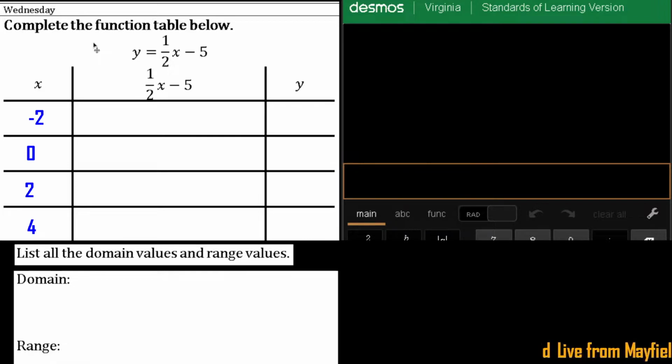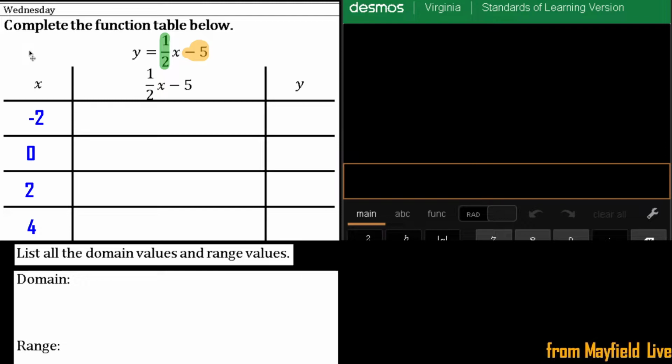And it says, complete the following function table below. And it gives you the function as the equation. And so it says y equals 1/2 times x minus 5. And we think back to yesterday when we were able to identify that our slope was 1/2 and our y-intercept would be -5. So just making connections from yesterday.